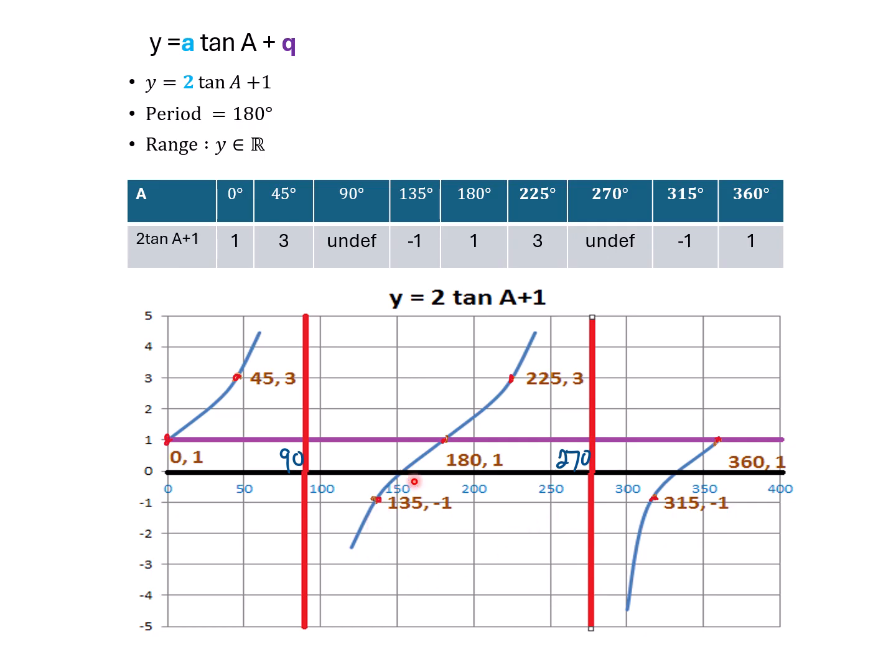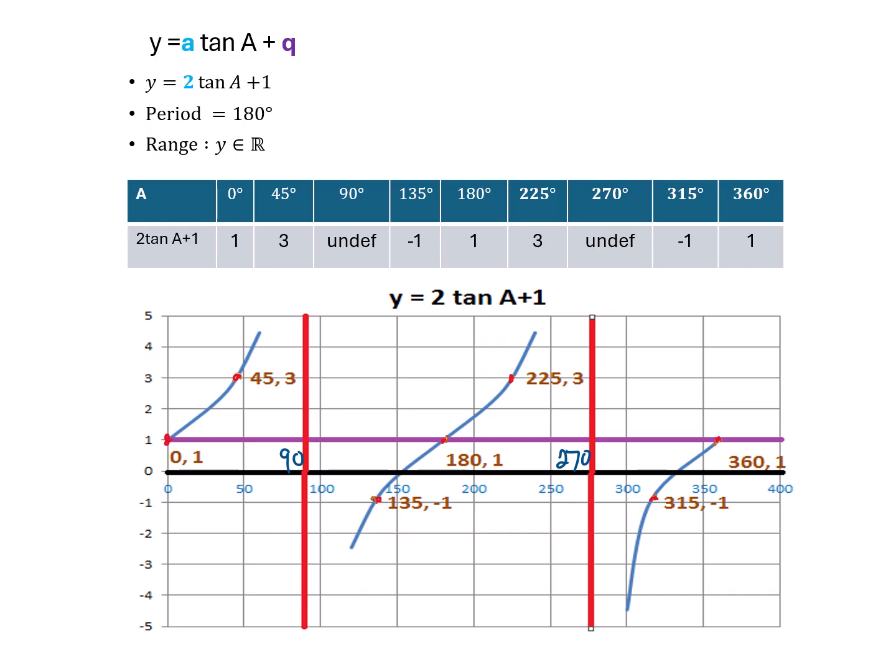So as you can see, there's my graph. So 0 and 1, 45 and 3. 90 is undefined, so there we draw an asymptote. The graph's not allowed to touch it. 135 and negative 1. 180 and 1. 225 and 3. There we have one complete tan graph. Then we have 315, which is at negative 1, and 360, which is at 1. And that's basically what our graph would look like.